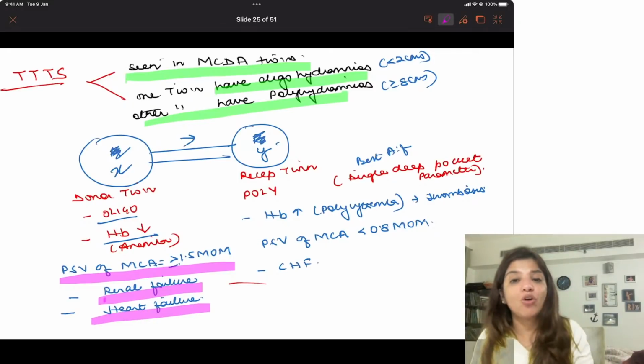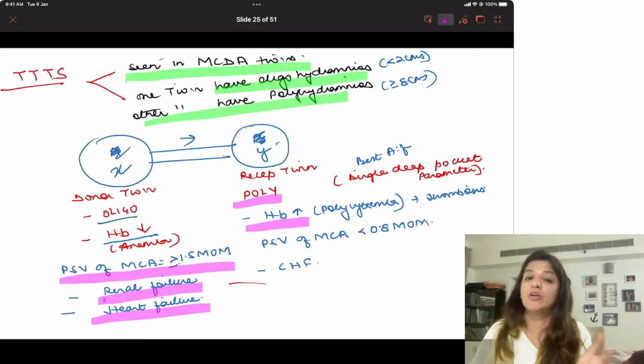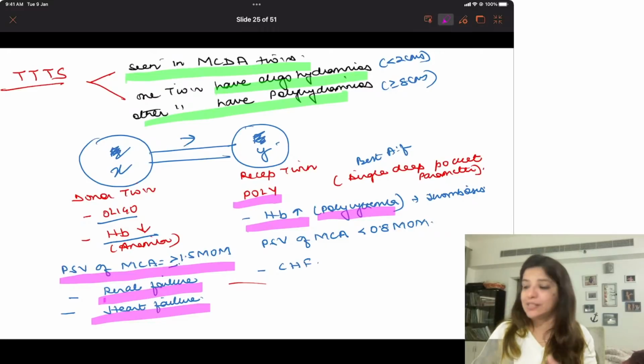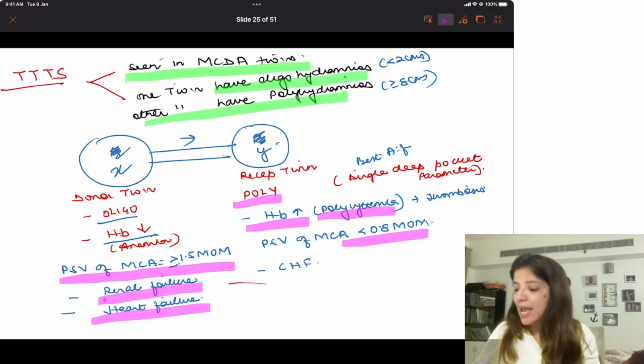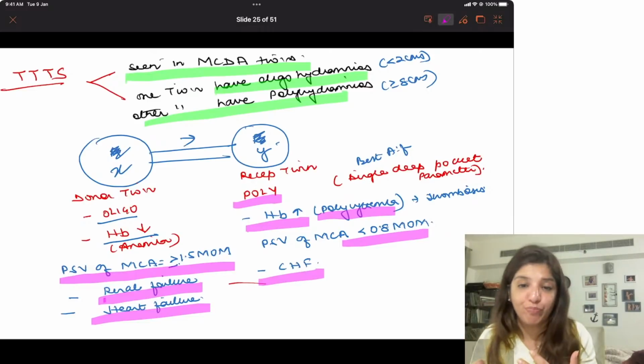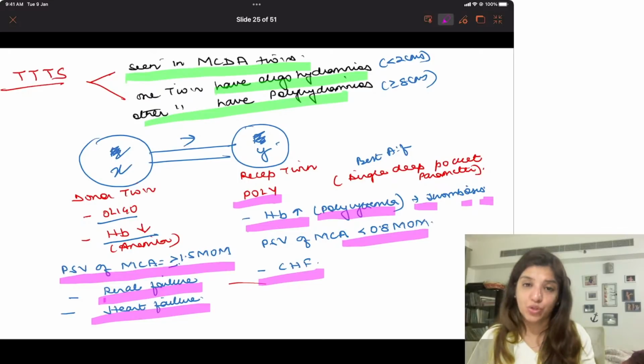Now, in the case of polyhydramnios in the recipient twin, hemoglobin will be more because it is receiving blood, so there will be polycythemia. And when you do the peak systolic velocity of the middle cerebral artery, it will be less than 0.8 MoM, right? Because it is getting a lot of blood, there can be congestive heart failure, and because of polycythemia, there can be thrombosis.